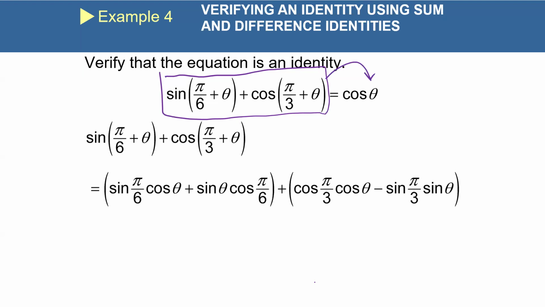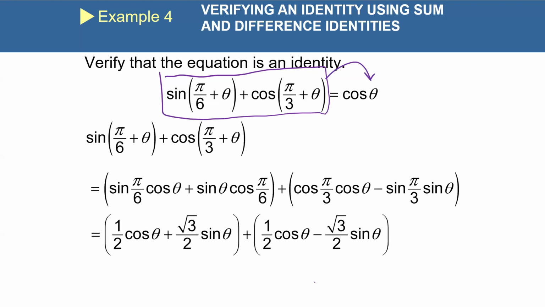We then are going to substitute in the values that we do know. So we know the sine of pi over 6, cosine of pi over 6, the cosine of pi over 3, and the sine of pi over 3. So all I'm doing, again, is taking sine of pi over 6 and it became 1/2. I took cosine of pi over 6 and it became square root of 3 over 2. We have cosine of pi over 3 and it became 1/2. And we have sine of pi over 3 and it became square root of 3 over 2.